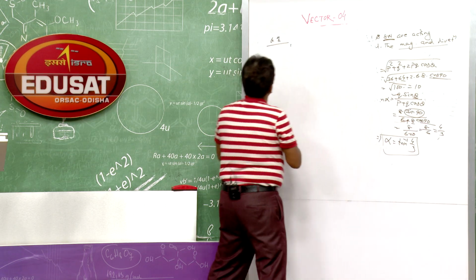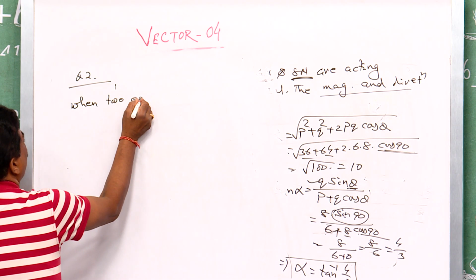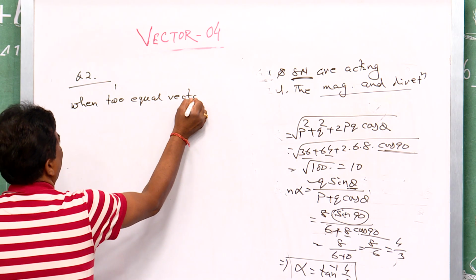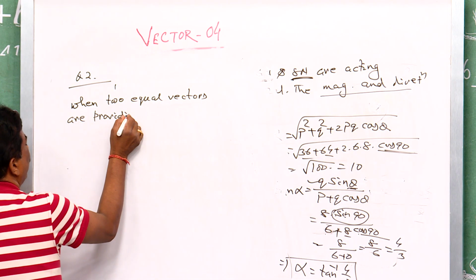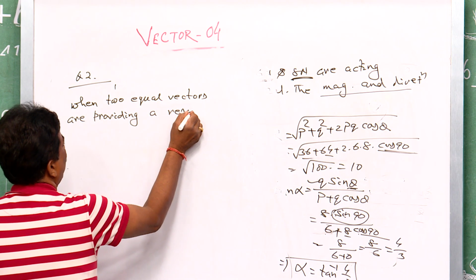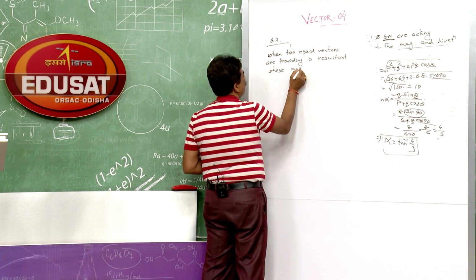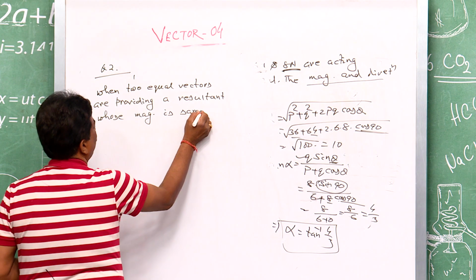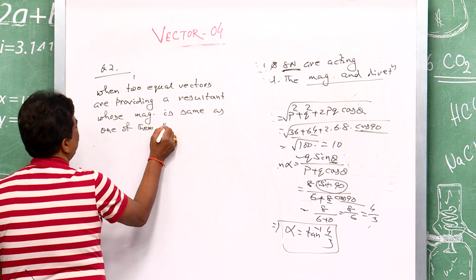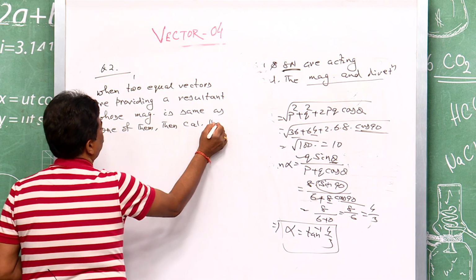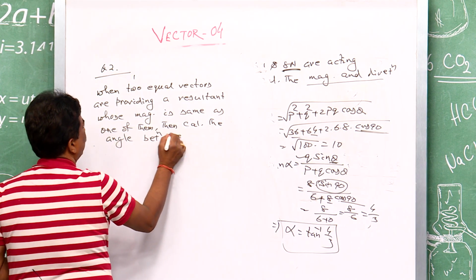Question number 2: when two equal vectors provide a resultant whose magnitude is the same as one of them, then calculate the angle between the vectors.